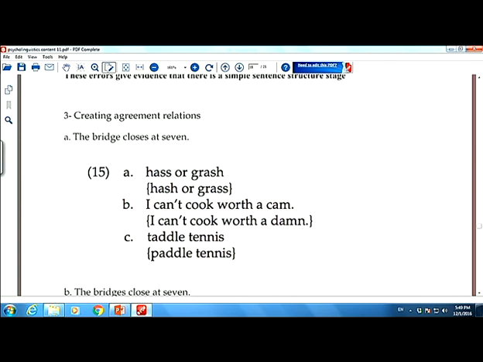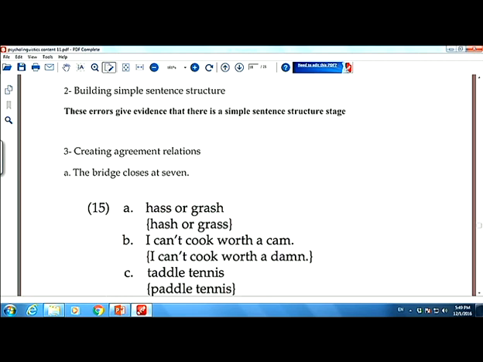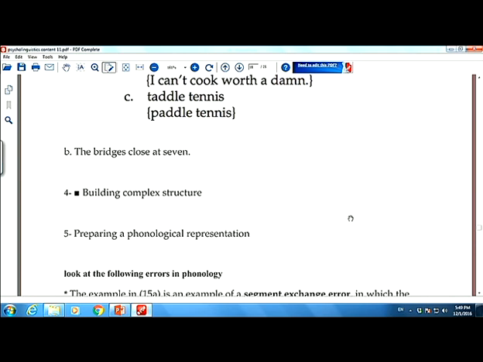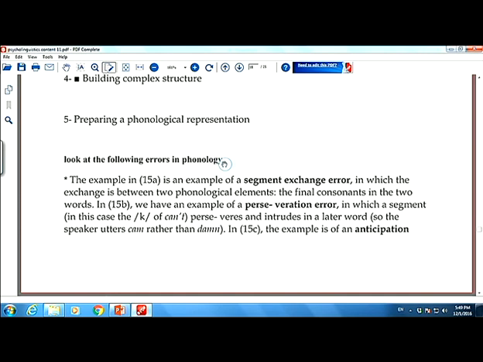Yes, here we have three kinds of errors, phonological errors. All right, this actually will go down, don't worry about that. It should be here. Yes, it should be here. Look at the following errors in phonology. These ones here.